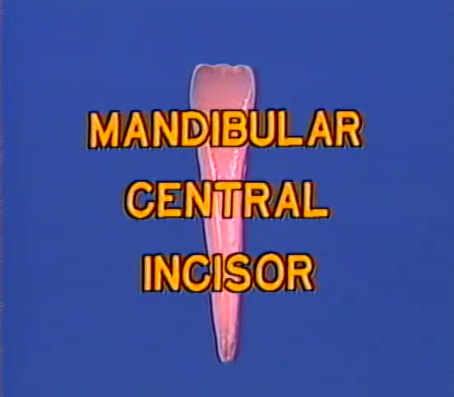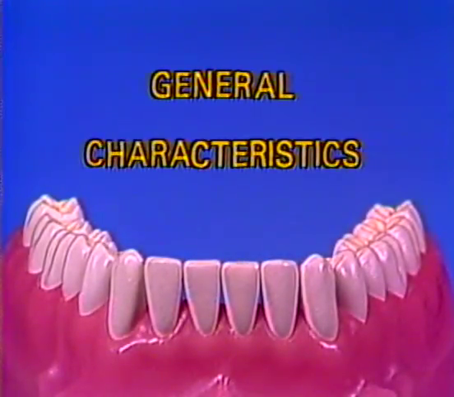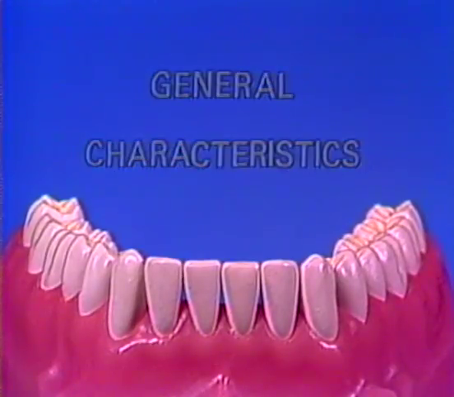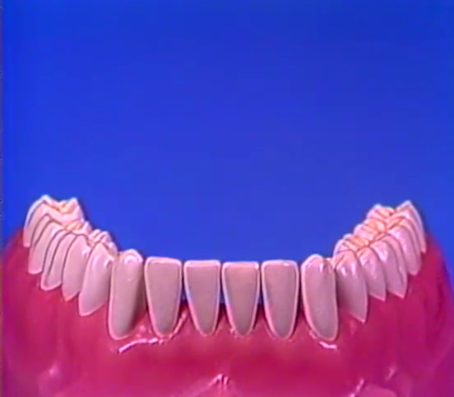Mandibular central incisor. General characteristics. The mandibular central incisors approximate each other on either side of the midline and are identified according to the universal numbering system as teeth number 24 and number 25. They are the smallest of the permanent teeth and the most constant in anatomical form.